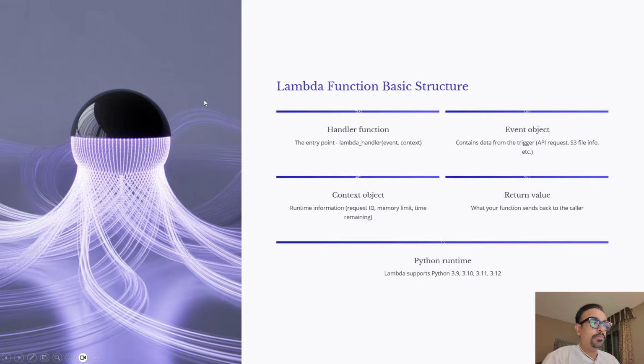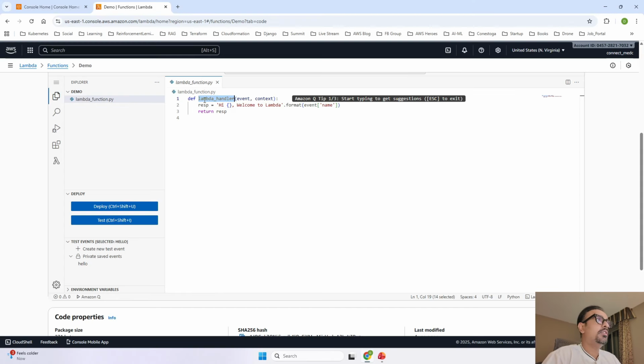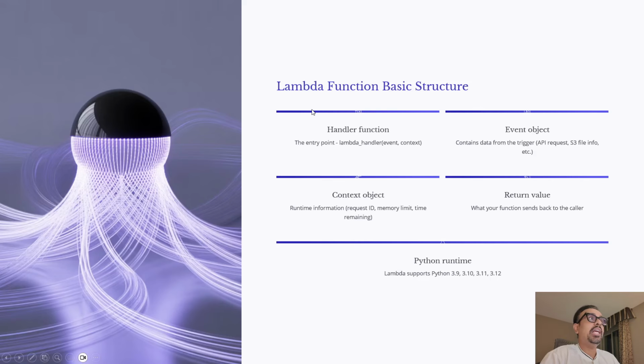Now, the event object carries the data passed from the trigger. For example, if I am going to trigger an API request payload or details of a file upload to S3, that is how you have an event object that contains the data from the trigger. For example, suppose there is one request coming from API Gateway. The data that the API Gateway carries from one point to another is known as your event object.